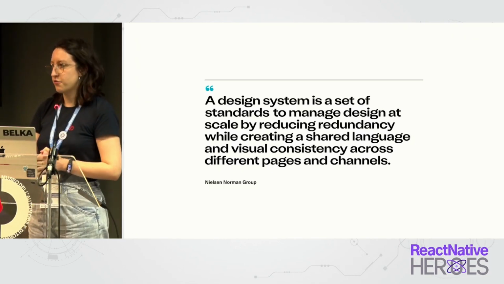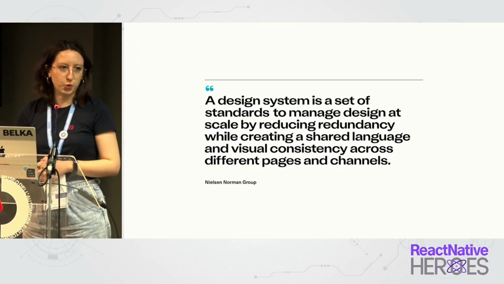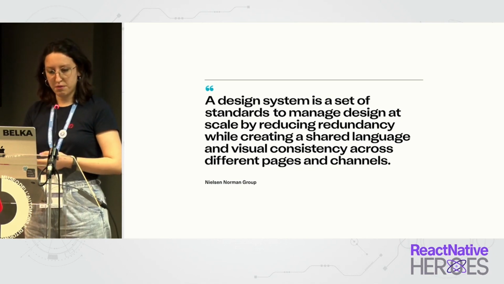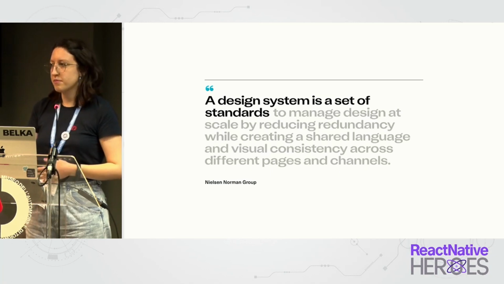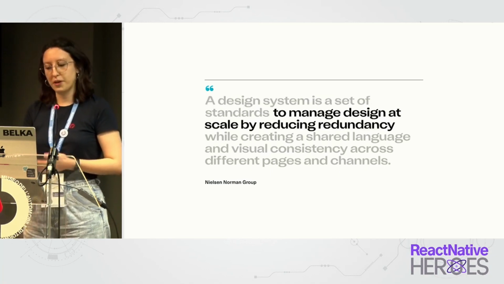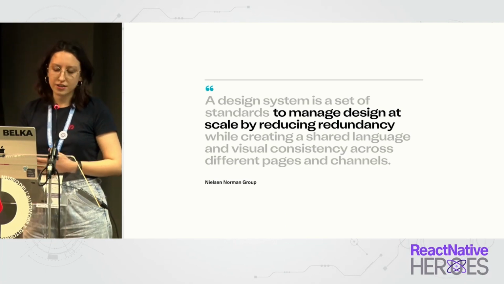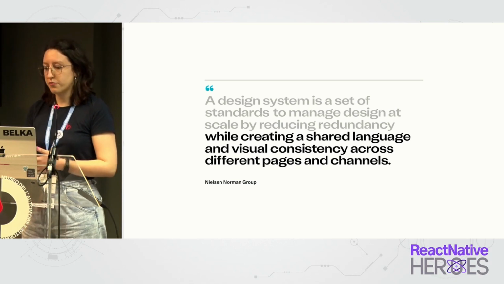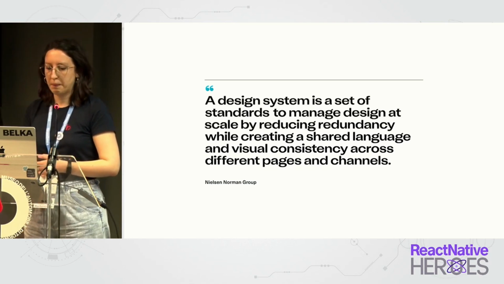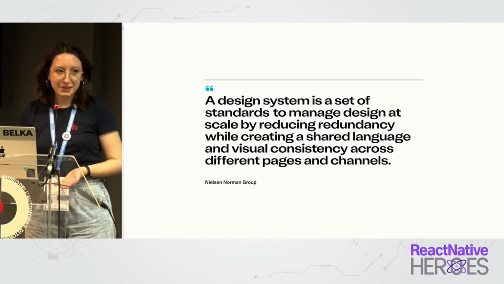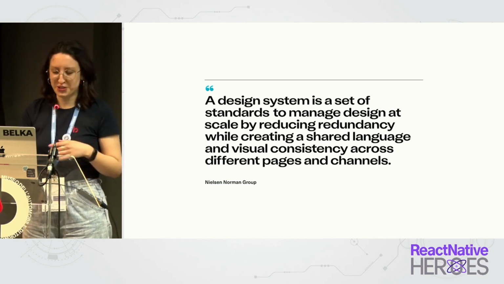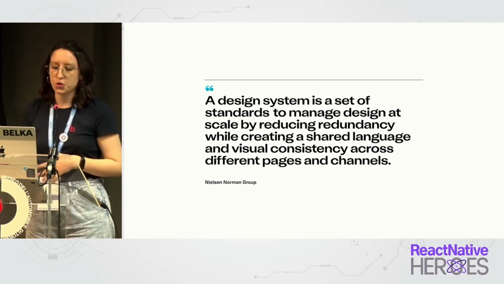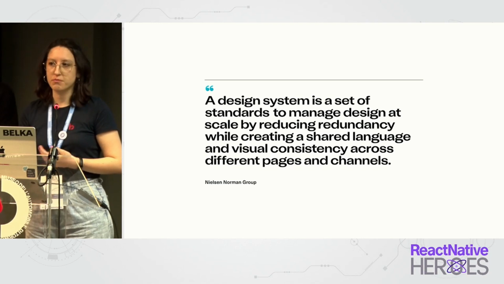So let's start with this definition from the Nielsen-Norman Group, authorities in the design field. So they say that a design system is a set of standards to manage design at scale by reducing redundancy while creating a shared language and visual consistency across different pages and channels. So did you understand anything? Because I didn't. So let's highlight some keywords from this wall of text in order to better define what a design system is.